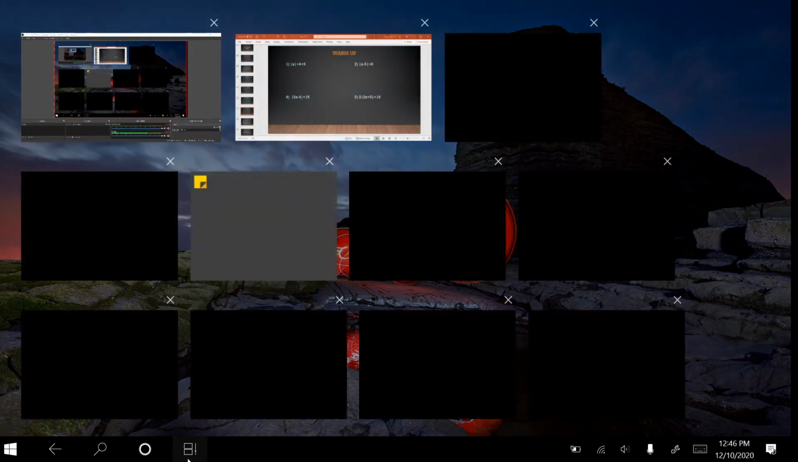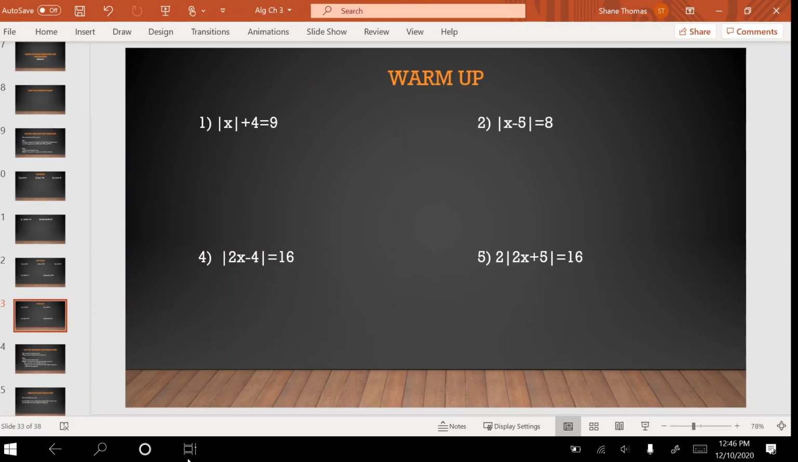All right. So, this first one's fairly easy. Let's go. Anderson, you want that one? All right, hit me with it. What do you got to do here first? Which is subtract. Good. Subtract 4 from both sides. Get absolute value of x equals 5. Good. Now what?